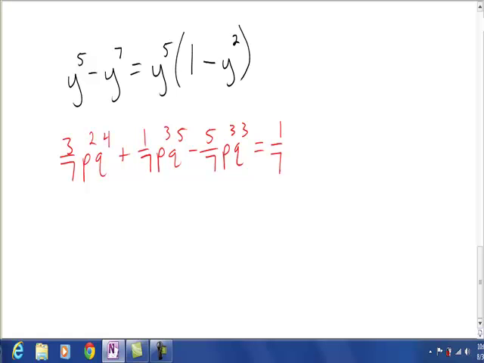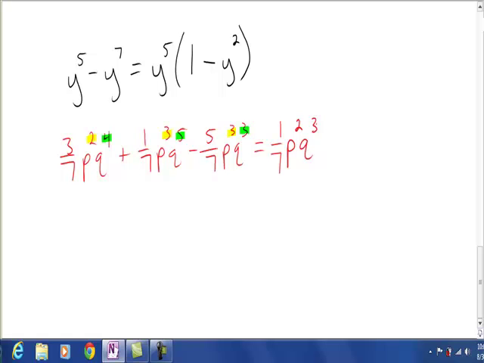Now let's look at our p's and q's. Let me use my highlighter here to point this out. Look at our exponents on the p's. I've got a 2, a 3, and a 3. So how many p's can I factor out? I can factor out 2 of them. I'll factor out p squared. And now for the q's, I've got a 4, a 5, and a 3. So how many q's can I factor out? I can factor out 3.